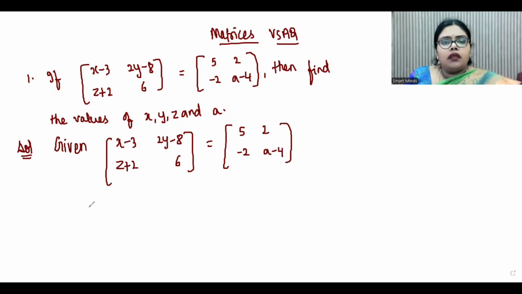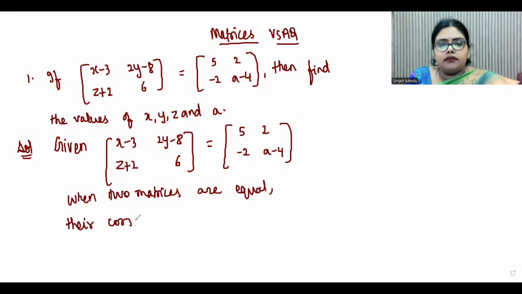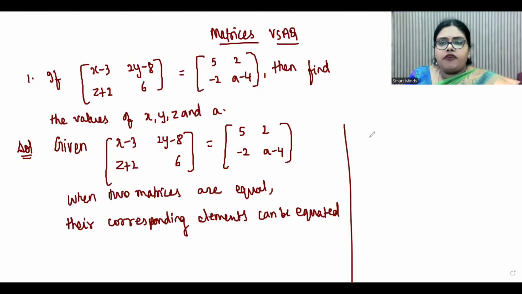Now whenever two matrices are equal, their corresponding elements can be equated. So let us write that step first. When two matrices are equal, their corresponding elements can be equated. So if I equate x minus 3 to 5, we will get x value as 8.